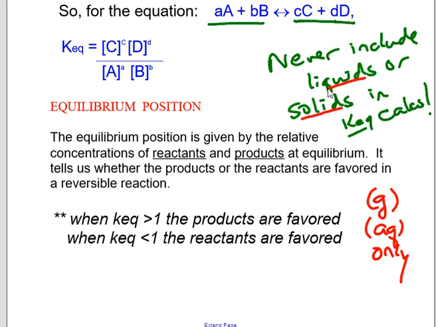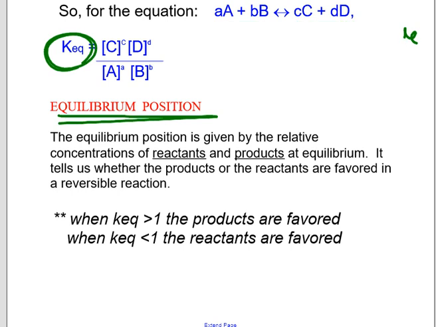When I calculate this, though, the Keq tells me something interesting. It tells me something called equilibrium position. An equilibrium position tells me whether or not my products or my reactants are favored when I hit equilibrium. Remember, equilibrium doesn't necessarily happen in the middle. The equilibrium can happen at any point.